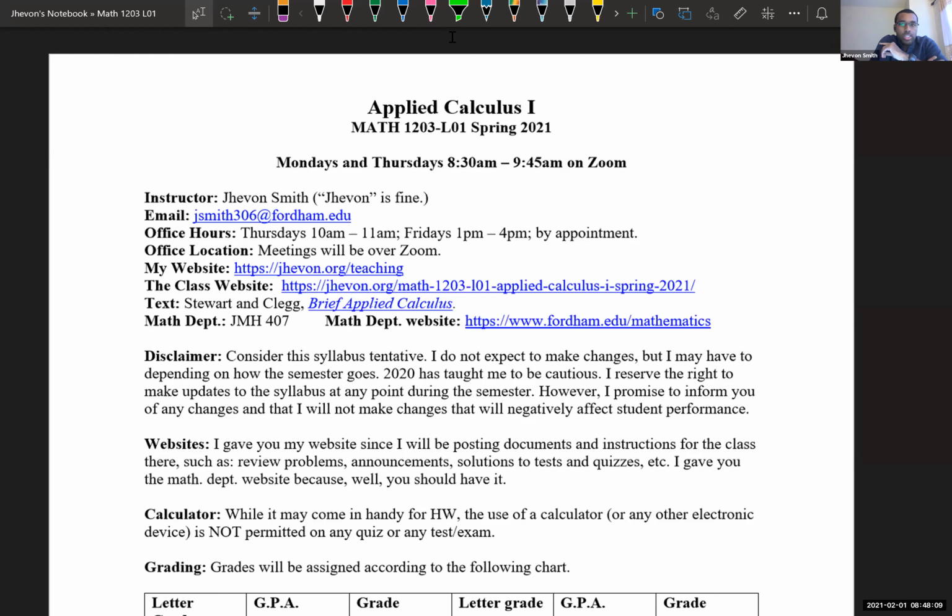The class website is right there. I posted that in the chat, so you can go directly there. You will also find a copy of the syllabus that I'm reading with you. The class textbook is Brief Applied Calculus. You don't have to purchase the physical textbook unless you want to. If you're just one of those people who like physical textbooks, this is what it looks like. It's the first edition, so it shouldn't be too expensive, but you don't actually need to get it.